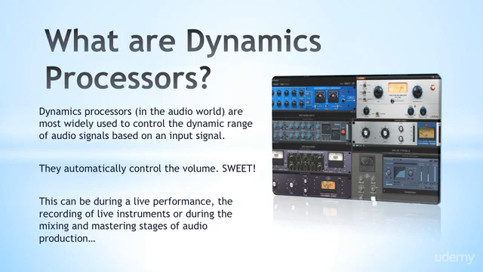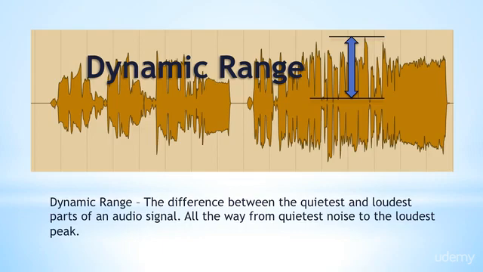So let's look at dynamic range. Before we can jump into Dynamics Processors, we need to understand dynamic range. So what is dynamic range that these Dynamics Processors are controlling? Dynamic range is the difference between the quietest and the loudest parts of an audio signal, all the way from the quietest noise to the loudest peak.